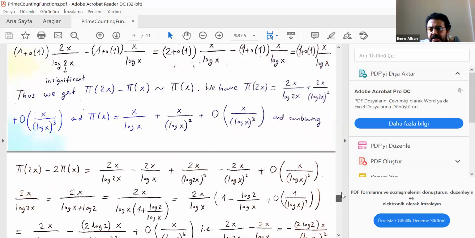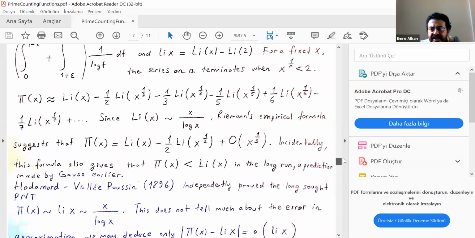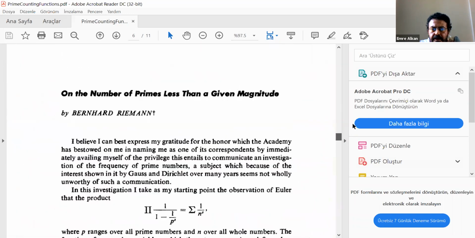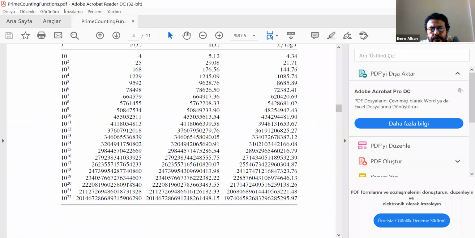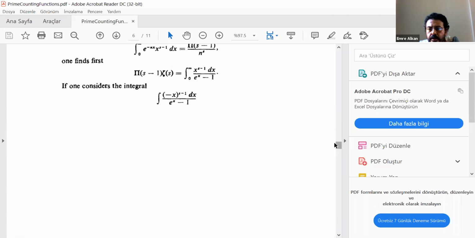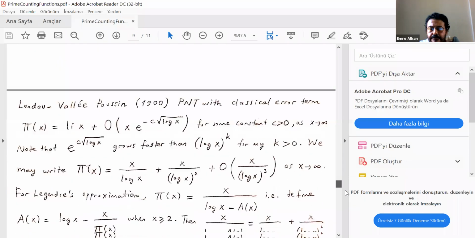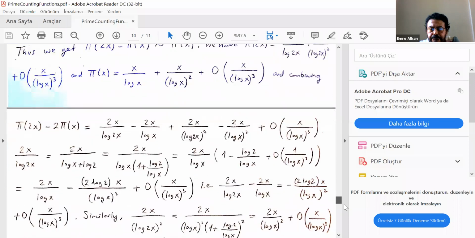So now the subject is full of surprises. You cannot only depend on numerical data. I mean, it was up to 10 to the 22, pi x was less than Li of x. But then this is not always true. So this is kind of amusing. And there is really much to be done in the subject, I should say.